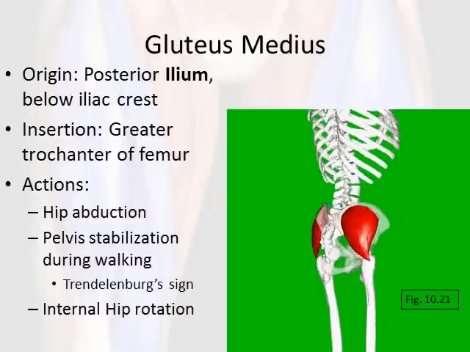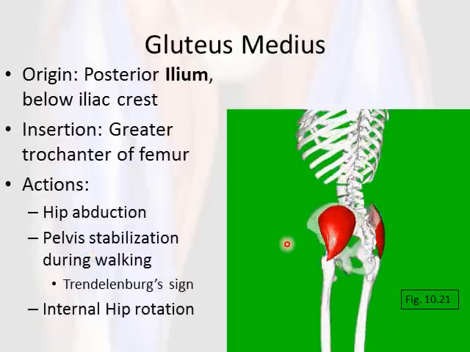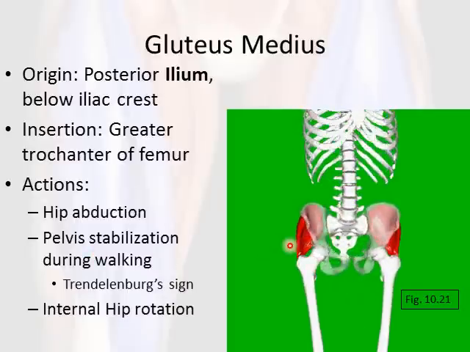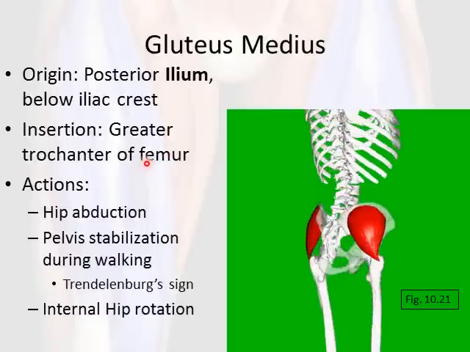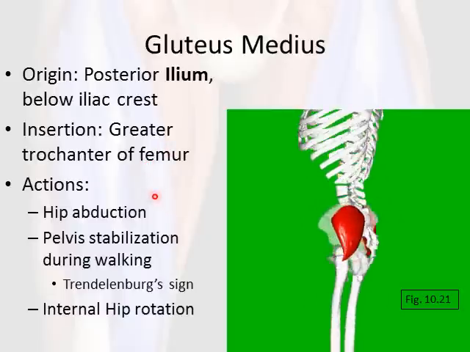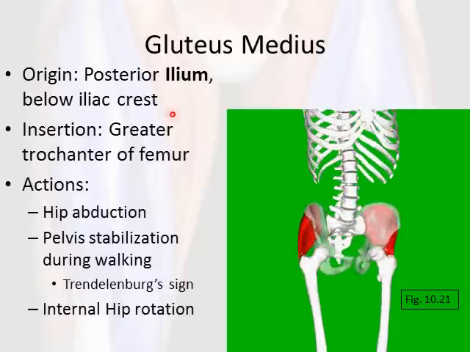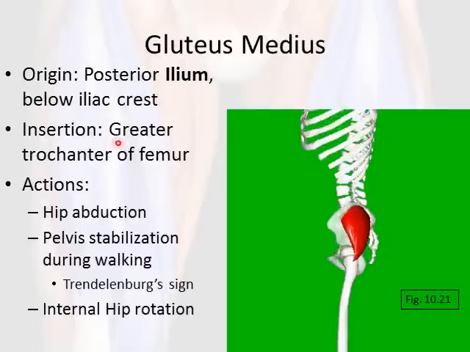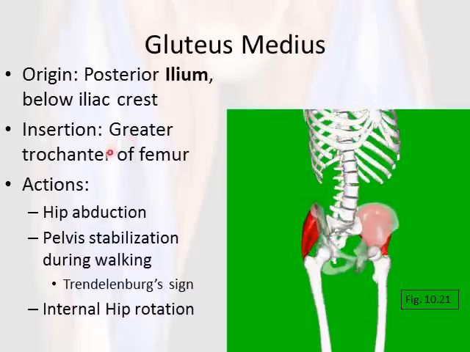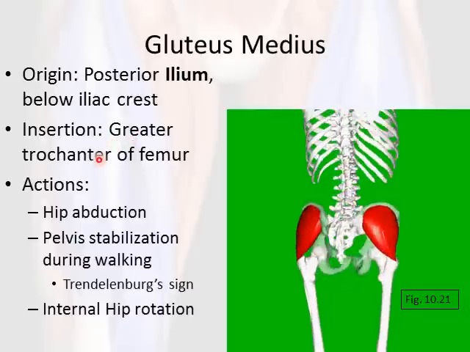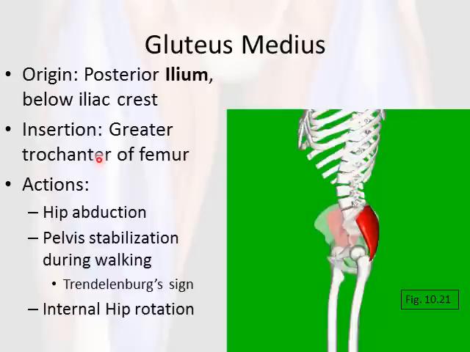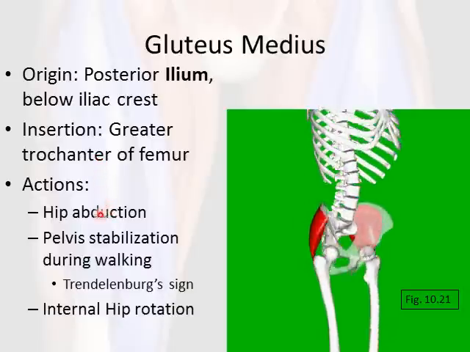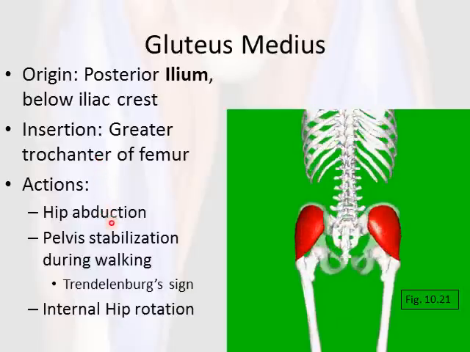Okay, gluteus medius, as you can see here, is much smaller. It's in the middle of the three gluteal muscles. Gluteus maximus is most superficial, medius is right in the middle, and minimus is underneath that. So this, again, is going to start on the ilium, but more in the posterior ilium, right below the iliac crest, and then it inserts down to the greater trochanter of the femur. So it makes for a perfect line of pull to abduct the hip. So this is a primary hip abductor.